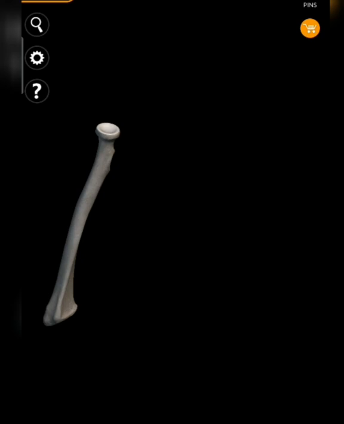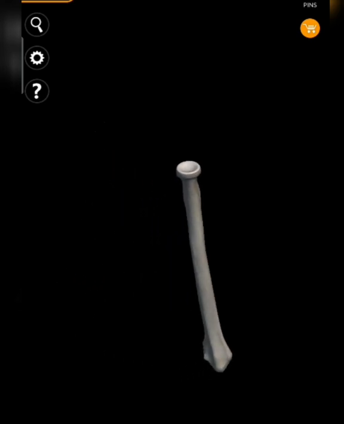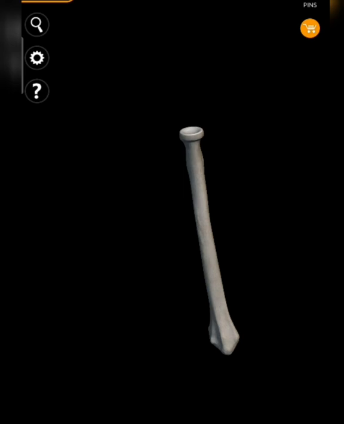I think we have covered everything. We have tried to cover the images. You can see over here the upper end and the lower end. This is the shaft, which has three borders and three surfaces. You can see muscle origins and muscle insertions. I think we have all understood. I have tried my best.